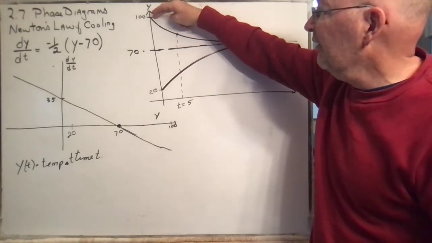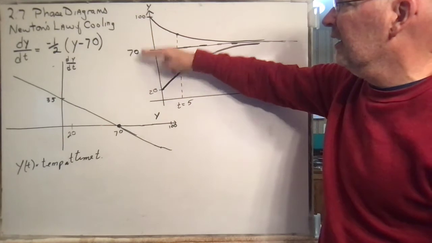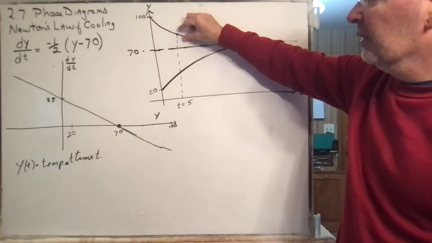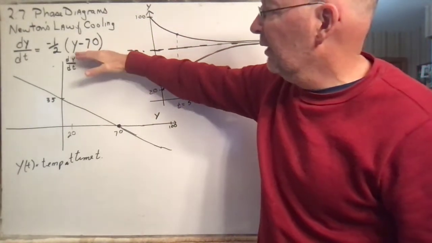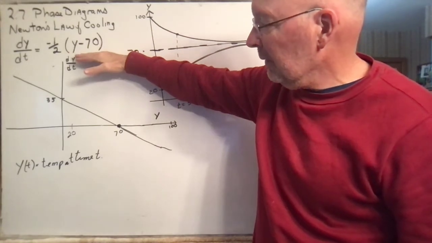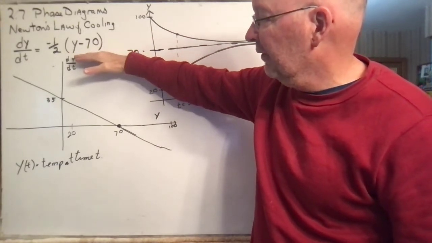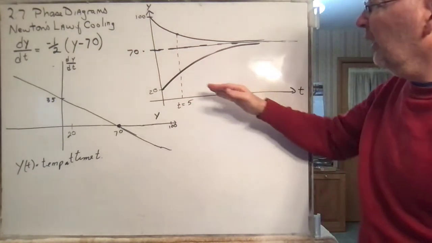I know it's going to be less than 100, I know it's going to be greater than 70, but I don't know exactly what the value is. So if you want the exact value, you have to go ahead and actually count and find the solution to this. But quite often you don't need that.